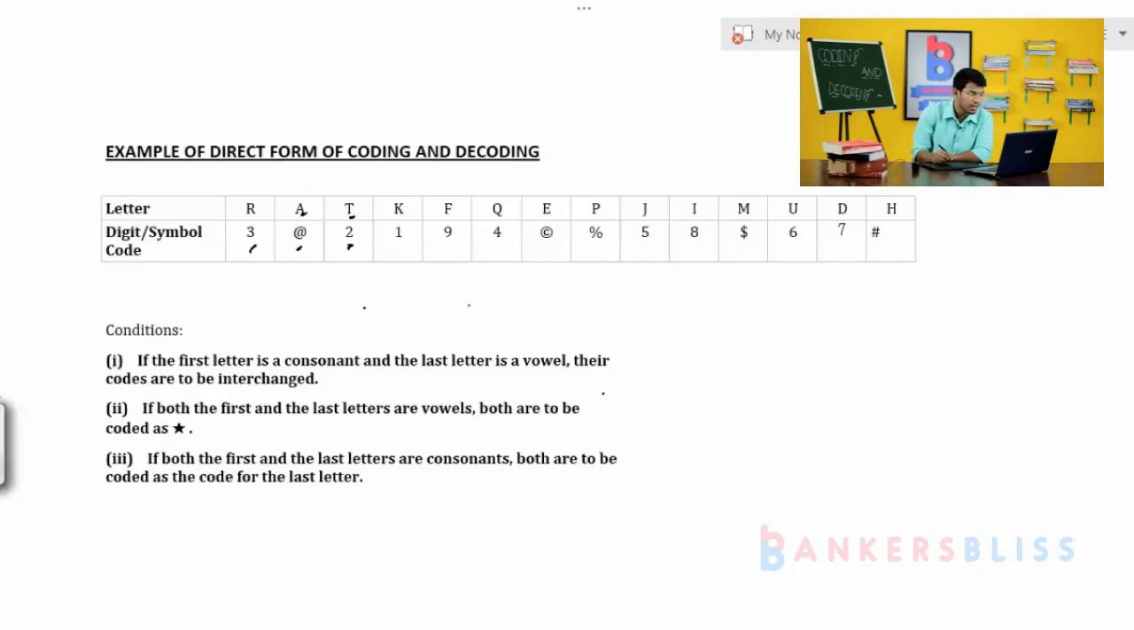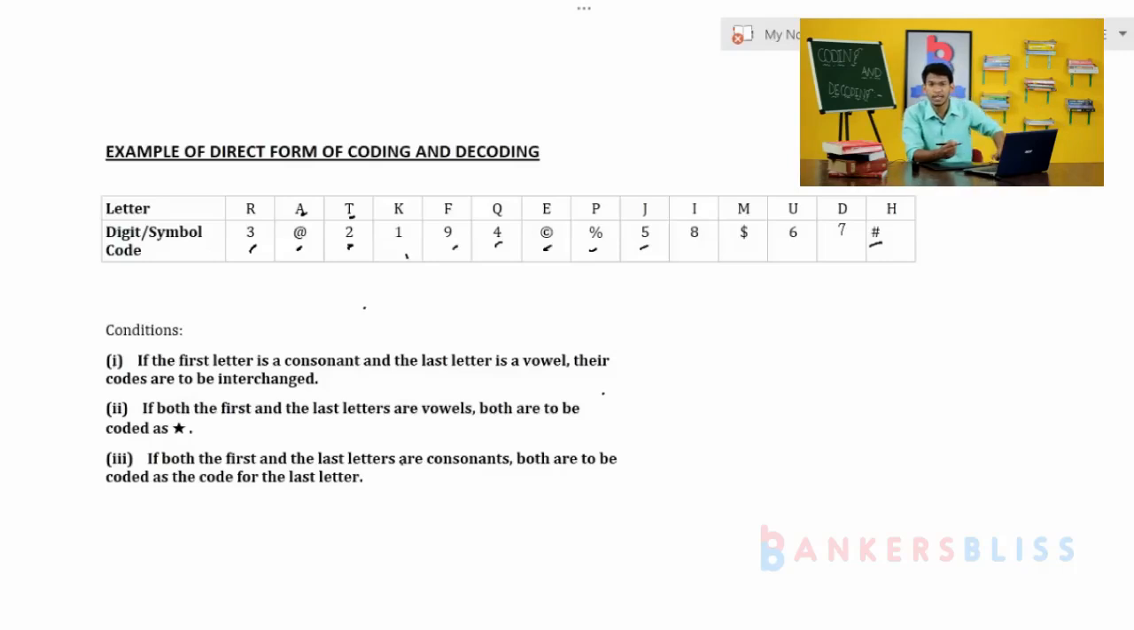Look here, again K is coded as 1, F is coded as 9, Q is coded as 4, E is coded as copyright, P is coded as percentage, J as 5 and so on up to H. The H has to be coded as hash. Guys, this is called the direct form of coding and decoding. Is it clear? Then look at the downside of the example. There is a condition, guys. What is the condition? Simple guys. Apart from that, the condition is according to the problem, how we are going to arrange things in coding and decoding.